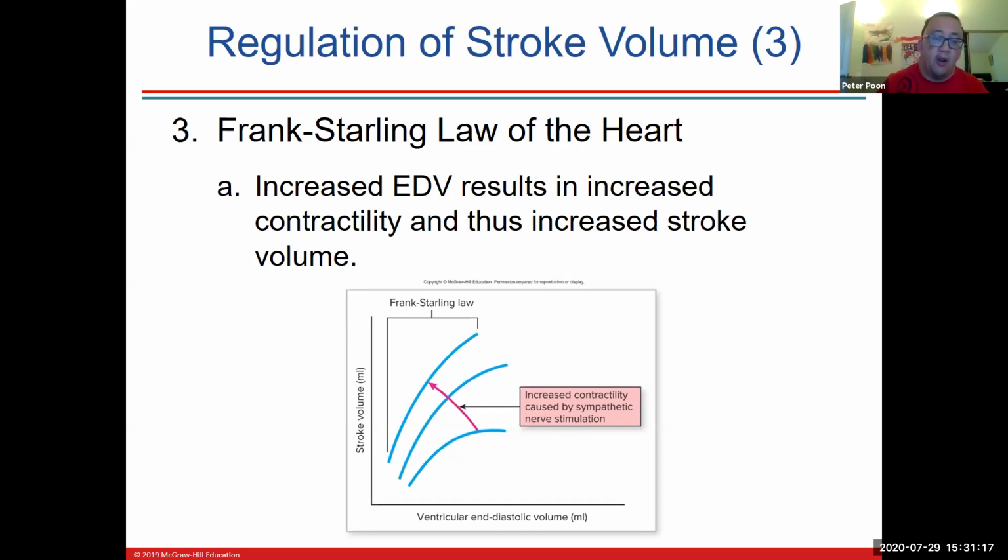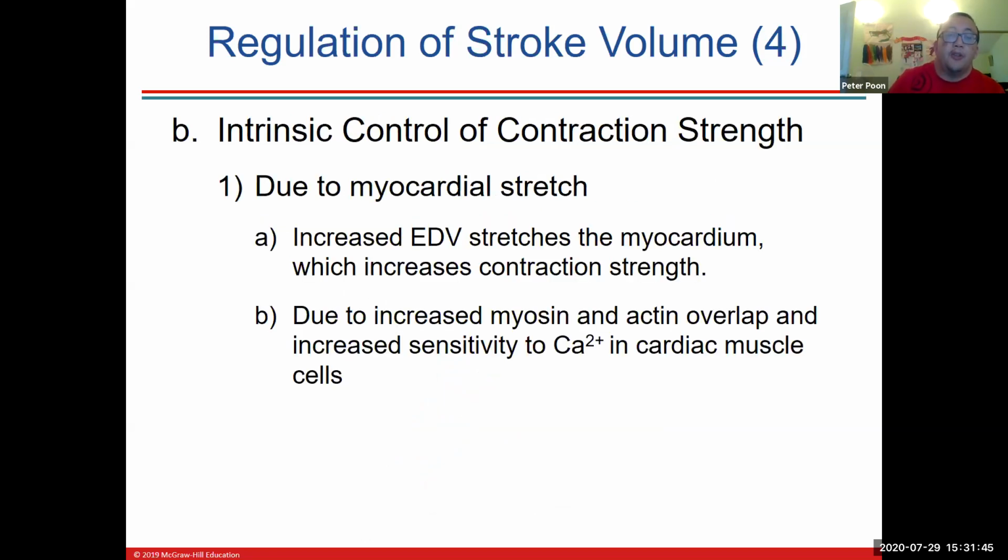The Frank-Starling law of the heart: an increased EDV, so more volume, results in increased contractility. As the ventricle contracts, it's going to squeeze harder, so it ends up being increased stroke volume. Due to myocardial stretch, the increased EDV stretches the myocardium, which causes an increase in contraction strength.